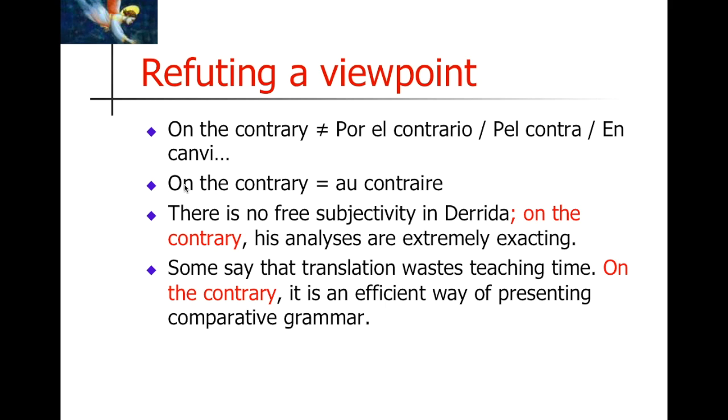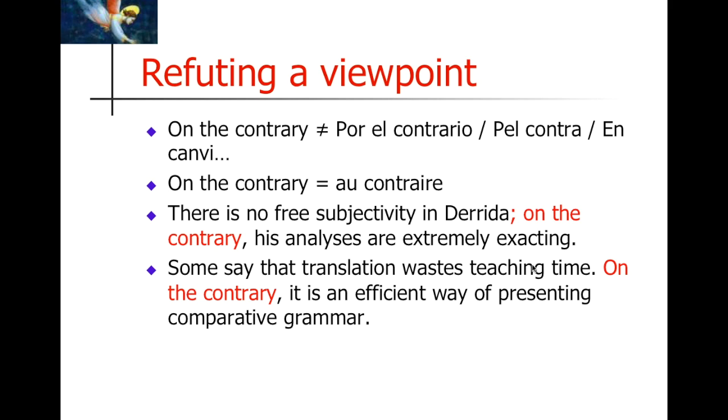In English, though, on the contrary is really working in the same way as au contraire does in French. To negate a prior value with its opposite. Okay? It's not connecting big arguments or viewpoints. It's connecting small values within a sentence. Here's an example. There is no free subjectivity in Derrida. On the contrary, his analyses are extremely exacting. Okay? The contrary is between this free subjectivity is the direct opposite of extremely exacting. And that's how on the contrary is used, when one value is negated by the next one which has more weight.